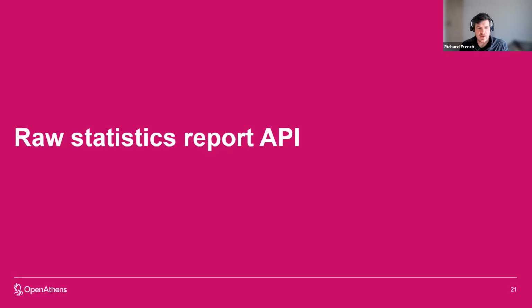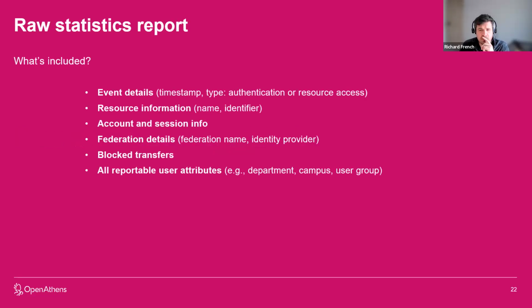Thank you. Okay, so let's look at the raw statistics report API. Unlike the aggregated reports, this gives you time-stamped user activity down to the second. So you'll see authentication events, resource usage, even data on block transfers, which is great for spotting things like access issues. It also includes federation context and all reportable attributes that you configured in the OpenAthens dashboard in the schema editor. The only limitation really is that you can download one day at a time, but the level of detail is vast.